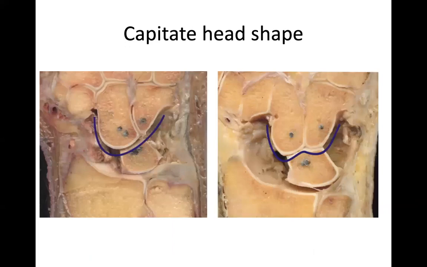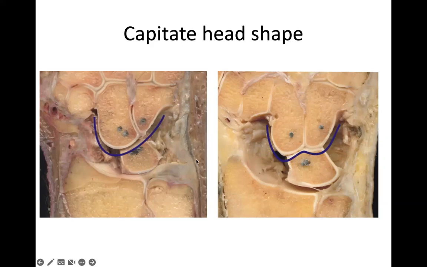So this is what I was talking about, a type 1 and a type 2 lunate. On the left is the type 1 lunate. You can see the capitate head articulates only with the lunate and the hamate doesn't, whereas on the right side, you have the hamate articulating with the lunate as well. So it's almost like a knee joint on the right.